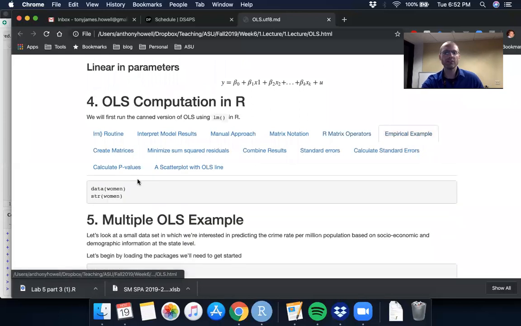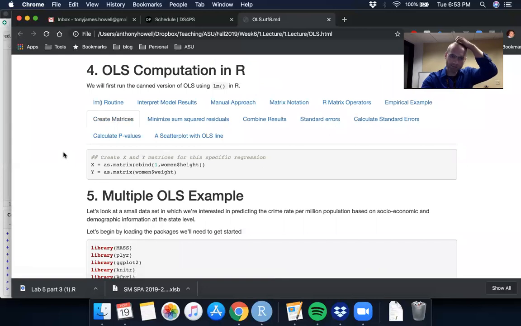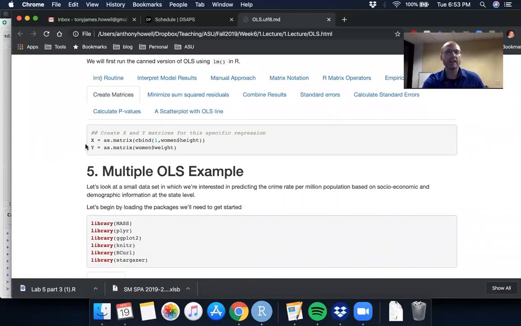Okay. So as an empirical example, we'll look at the women data again, which looks at the height and weight of different women in the sample. So to create our x, we're going to combine together a set of ones, which represents our constant, and the x variable height. We're going to bind them together and create a matrix called x. Our outcome variable, we're going to create a matrix for women's weight. So we have our x and y, as we've done before.